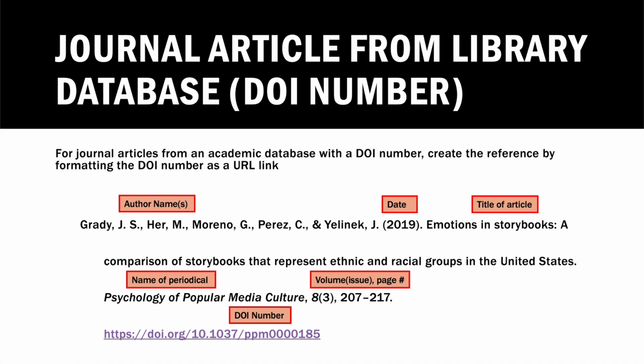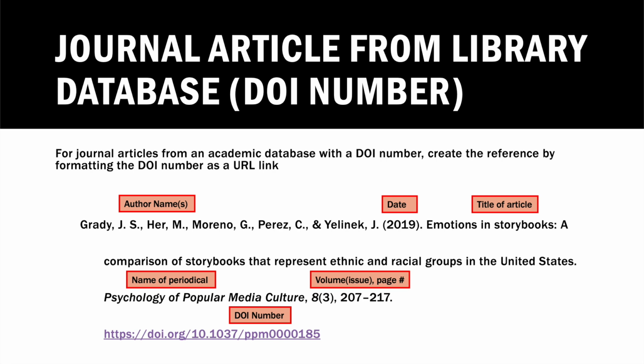Then you have the volume, issue, and page number. This is volume 8, issue number 3, and pages 207 to 217. The volume number 8 is also italicized, while the issue number is not. There are no additional spaces between the volume and issue number. And once again, pay attention to the punctuation that occurs between the different elements.